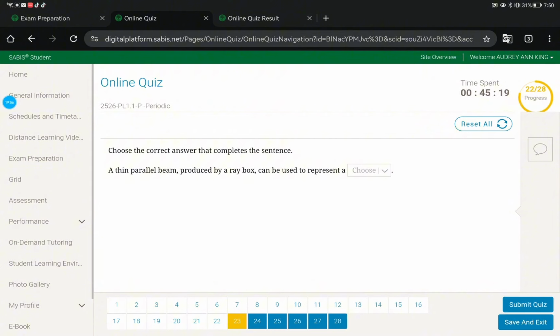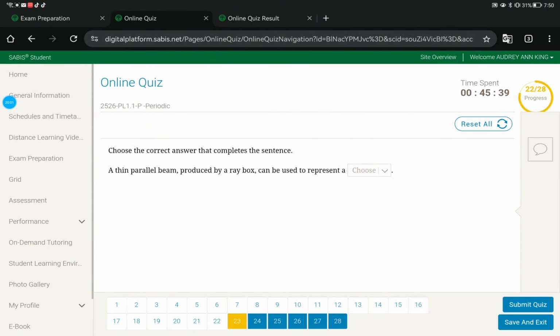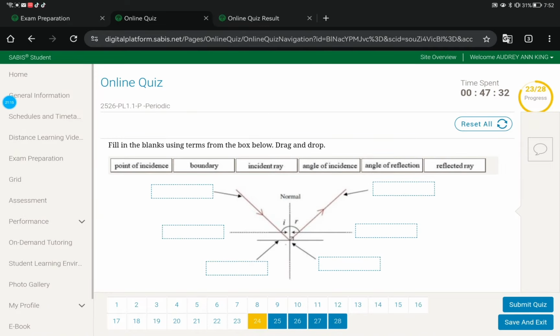Okay. The thin parallel beam produced by a ray box can be used to represent a... Again, this is from verifying the laws of refraction. So, of course, the beam produced by a ray box can be used to represent... Hold on. Okay, guys, it's so important you memorize the diagram for this question.